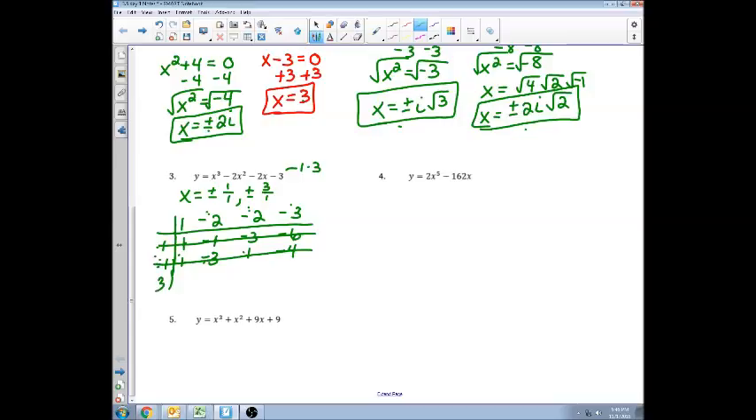On to number 3. Drop the 1. 1 times 3 would be 3. 3 minus 2 would be 1. 1 times 3 would be 3. 3 minus 2 would be 1. 1 times 3 would be 3. 3 minus 3 would be 0. So that did in fact work. Okay? That did in fact work.